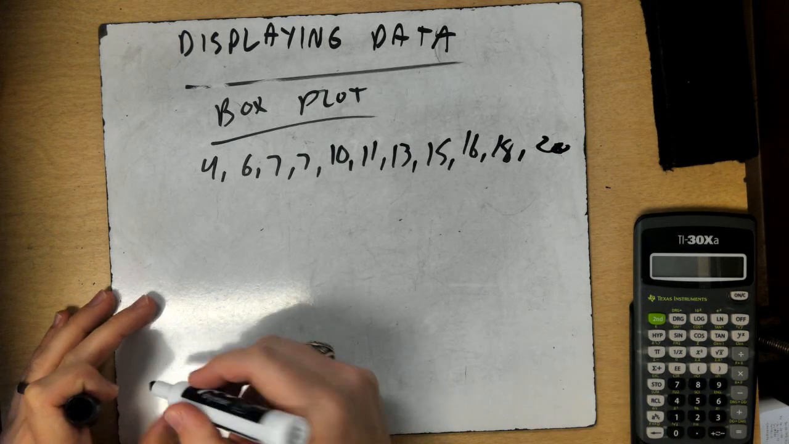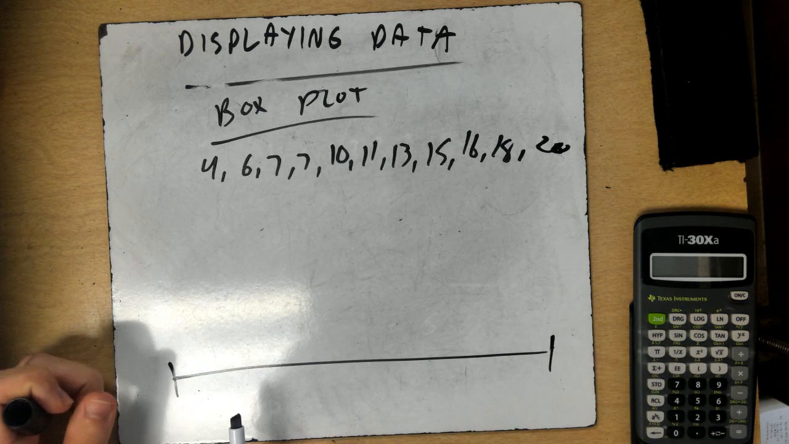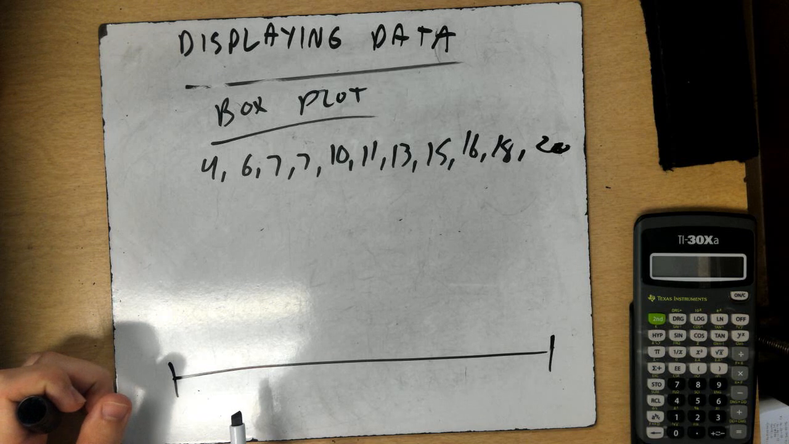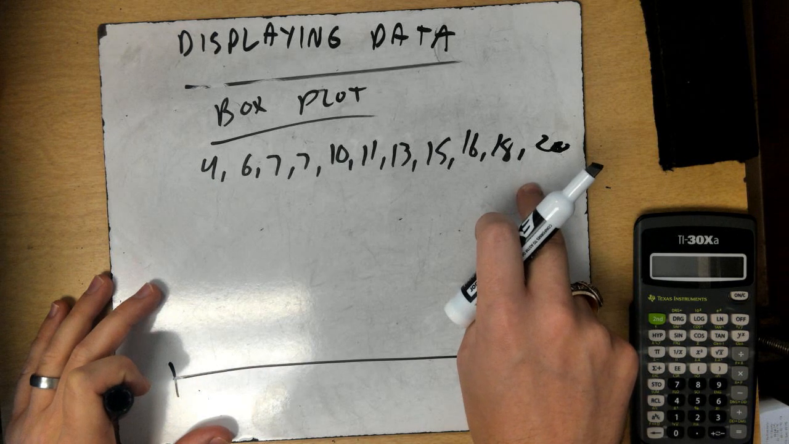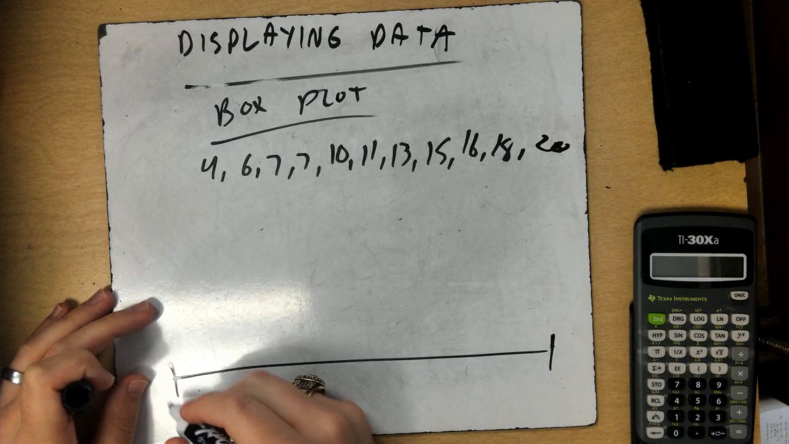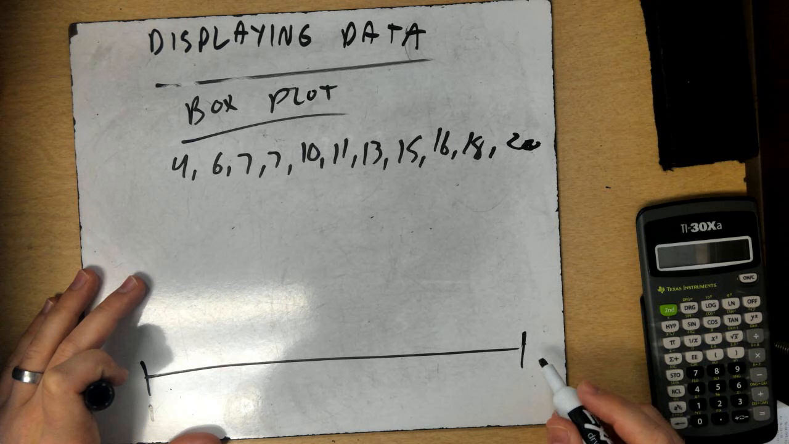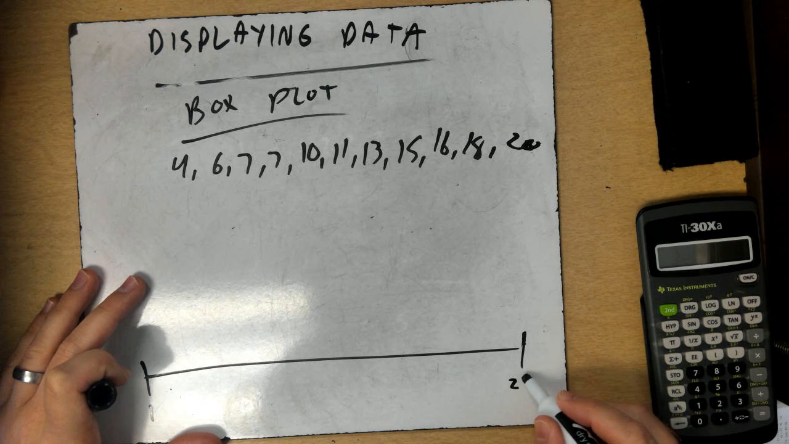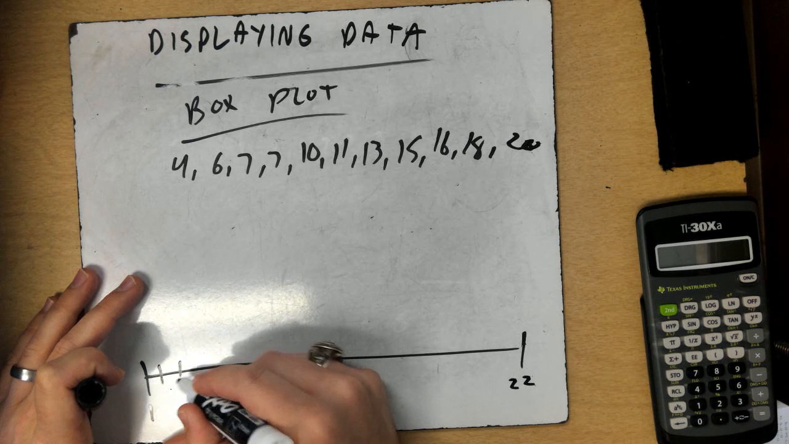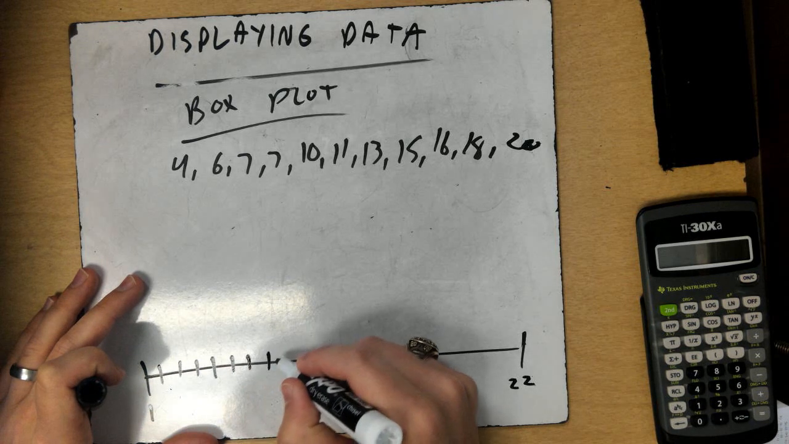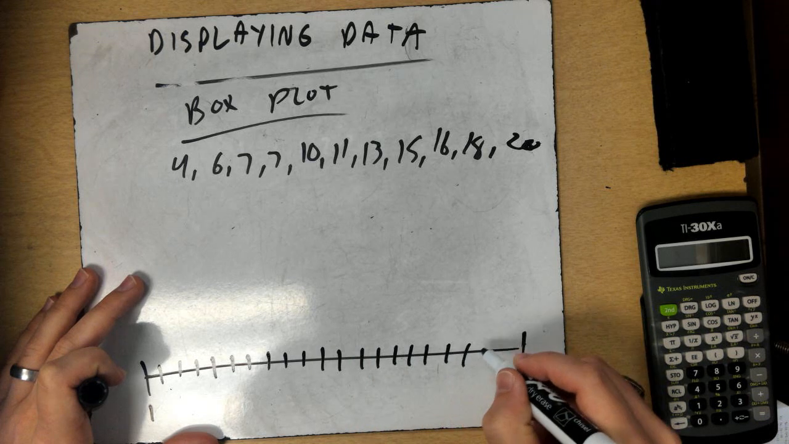So first thing we're going to do is draw kind of a number line out here, right? Our lowest number is 4, highest number is 20. So we're going to make a chart that starts at 1 and goes to, let's say, 22. Okay. So I'm going to do 1, 2, 3, 4, 5, 6, 7, 8, 9, 10, 11, 12, 13, 14, 15, 16, 17, 18, 19, 20, 21.